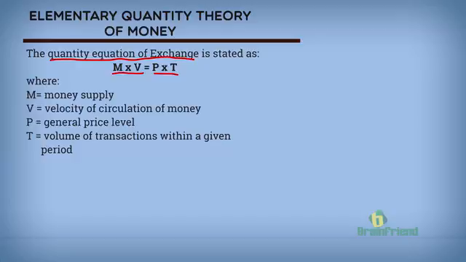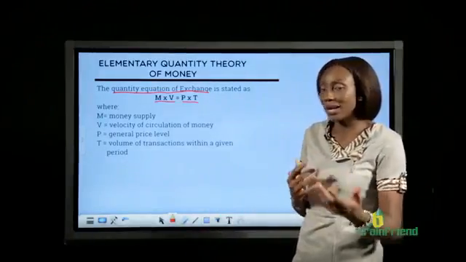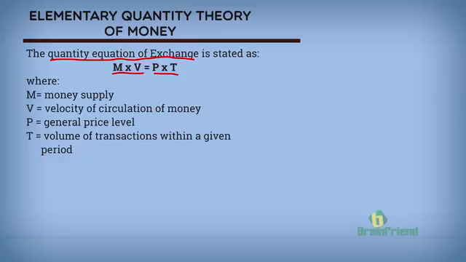This means that M is equal to money supply. V is equal to the velocity of circulation of money, that is, the number of times money moves from hand to hand. P stands for the general price level. T equals the volume of transactions within a given period.